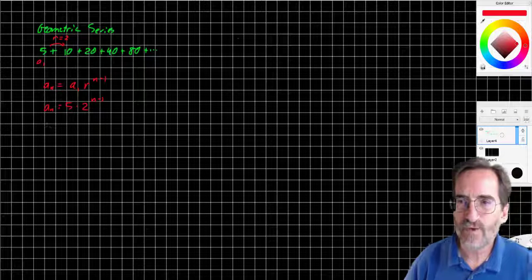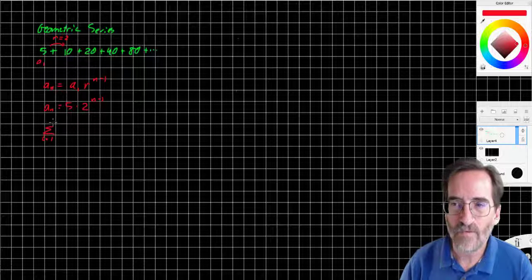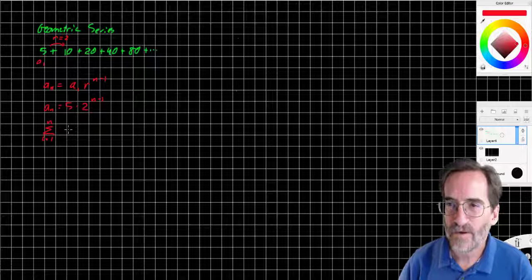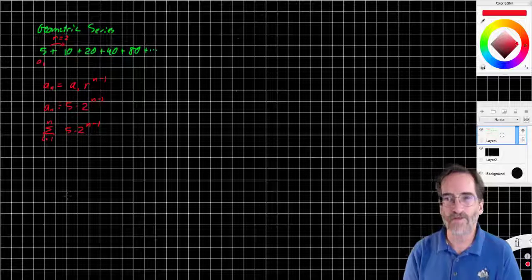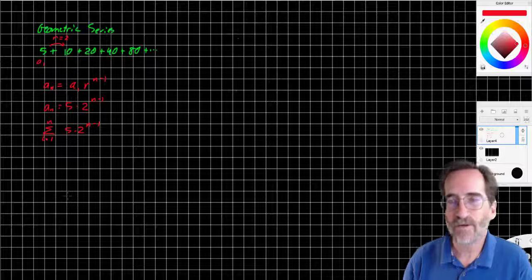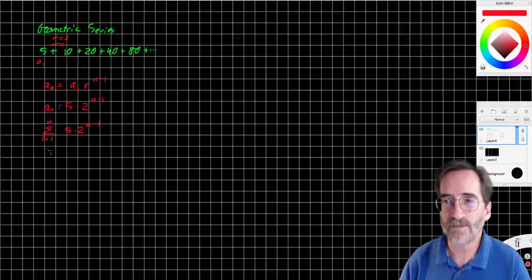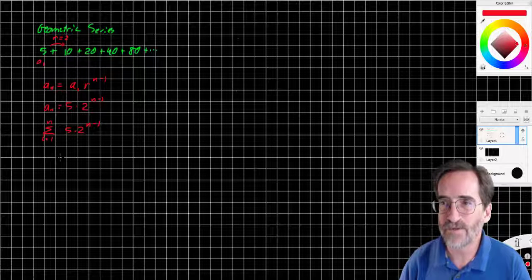And we can express it with sigma notation. This is the sum from i equals 1 to, well, whatever it might be, to n of 5 times 2 to the n minus 1. And that would generate the series. Now what we're looking for today is something called the partial sum. We've done partial sums when it came to arithmetic series. We're going to do them with the geometric series.